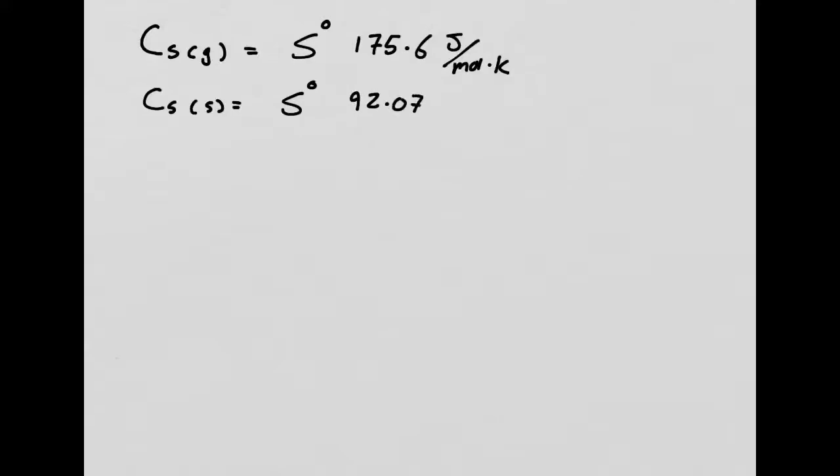Now, I looked this number up. Cesium gas, the entropy is 175.6 joules per mole Kelvin. And cesium solid, the entropy is 92.07 joules per mole Kelvin. Now, here's a question for you to talk out. I know we're not in class anymore, but maybe you can talk it out with your roommate, even if they have no idea what chemistry is. Does this make sense to you?